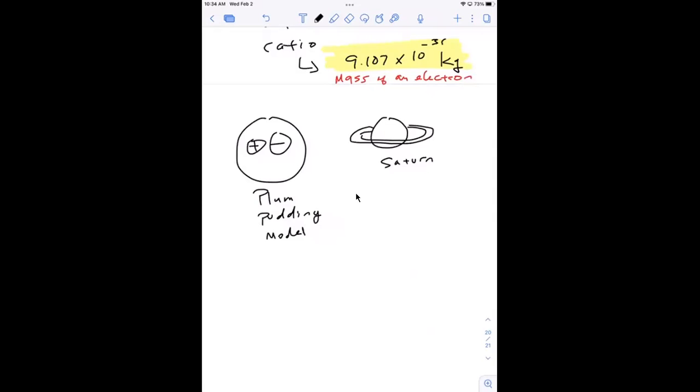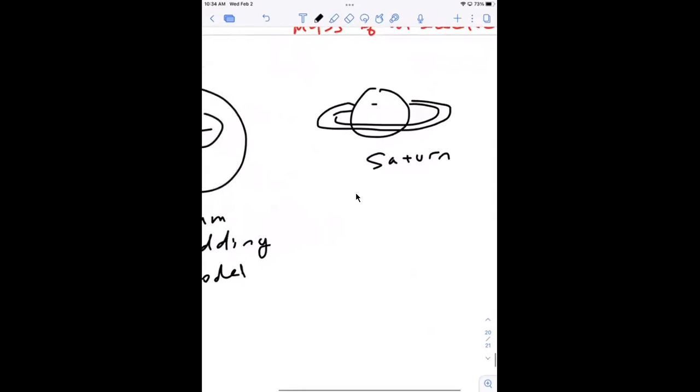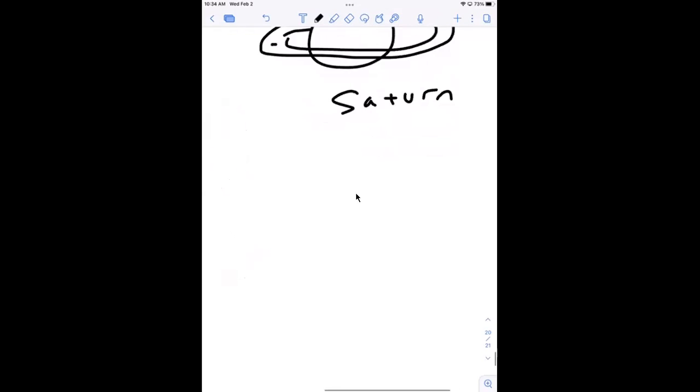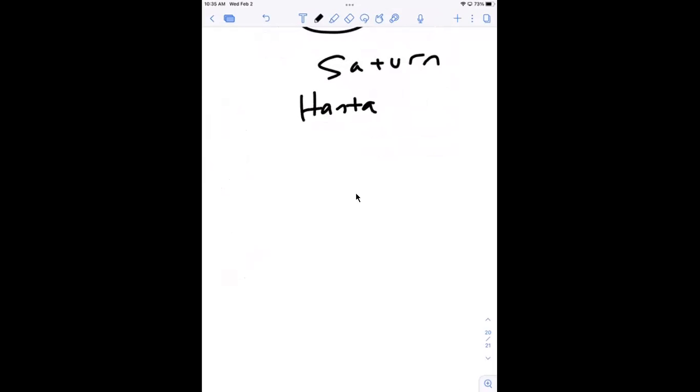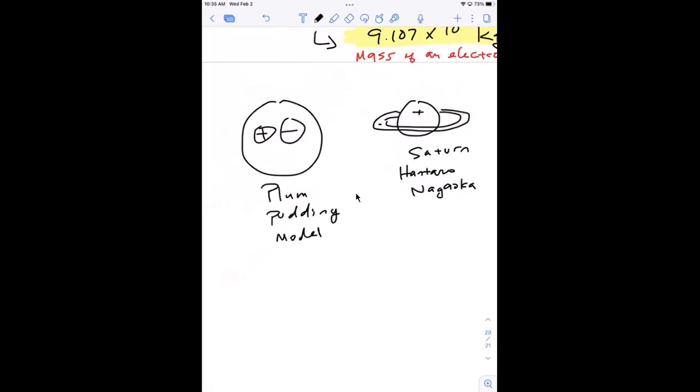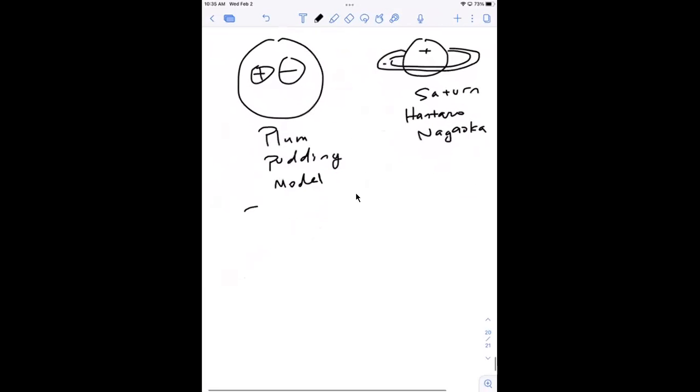The scientist that developed that model was British, and they ate plum pudding, which was kind of like bread pudding with raisins in it. So the raisins were considered to be the positive part, and the bread around it was considered to be the electrons. And with the Saturn model, you had a positive charge here, and then a negative charge in the ring around the atom itself, right? This was developed by Hantaro Nagaoka, and the plum pudding model was Thomson's idea.